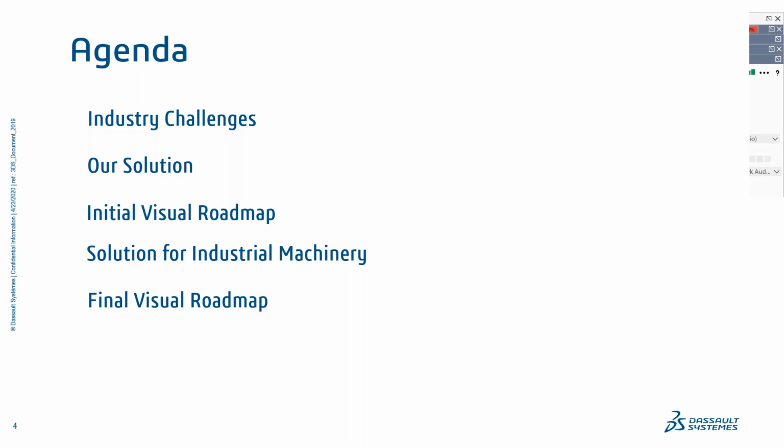The agenda for today's webinar is we'll take a look at the challenges of industrial machinery and what the solution bouquet of SolidWorks is, and we'll go to the initial visual roadmap. That is what we are going to see today, followed by the solutions based on CAD, analysis and electrical, and then finally we'll see the final visual roadmap or the summary.